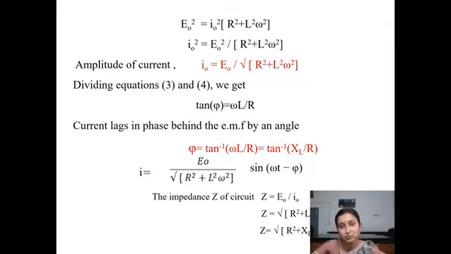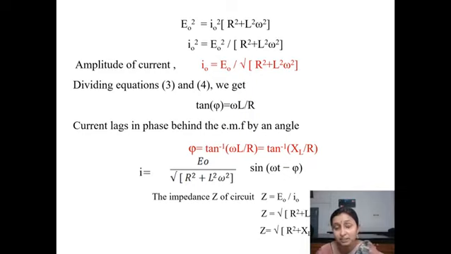Next, impedance. What is impedance? Impedance Z is equal to voltage by current. And V is equal to IR, so R is equal to V by I.